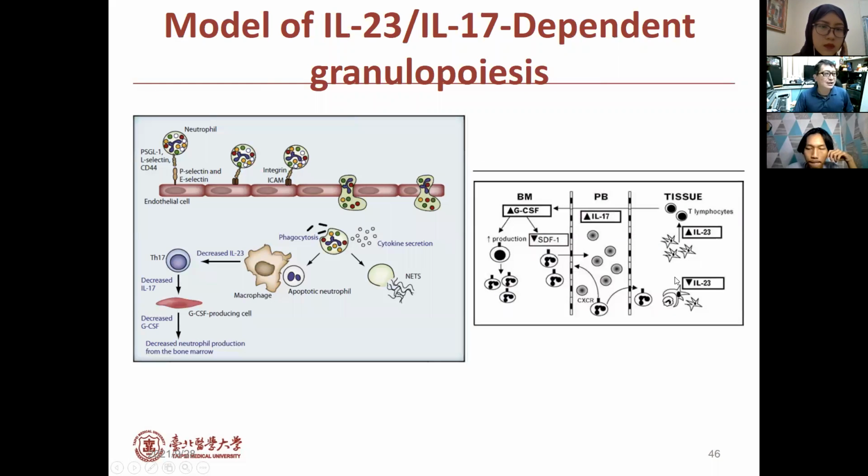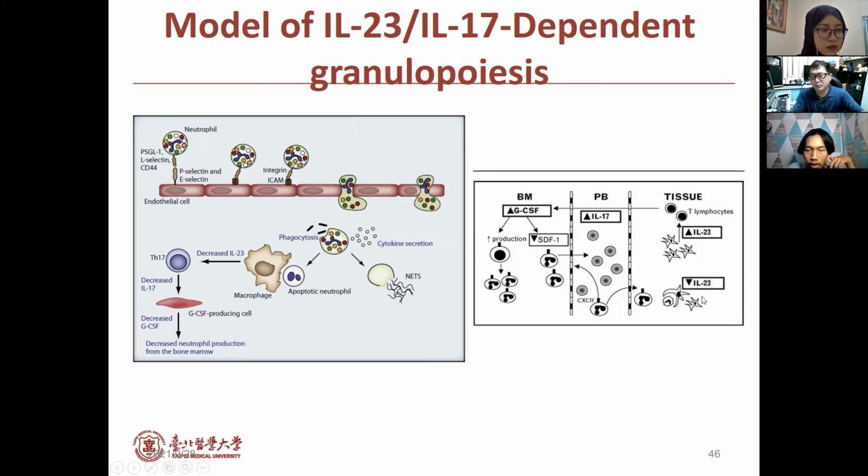I told you, during inflammation, T cells get activated and secrete a lot of interleukin 23. Interleukin 23 helps activate IL-17 T lymphocytes to secrete IL-17. IL-17 will upregulate G-CSF. G-CSF is a mobilization agent that can mobilize stem cells from bone marrow to the bloodstream, and can mobilize neutrophils and macrophages. So a lot of macrophages will go into the bloodstream and to the tissue.